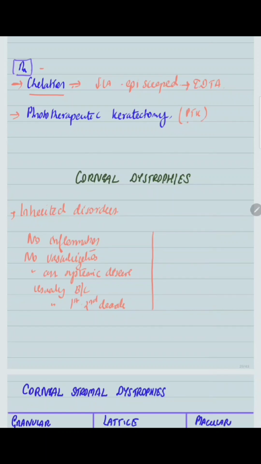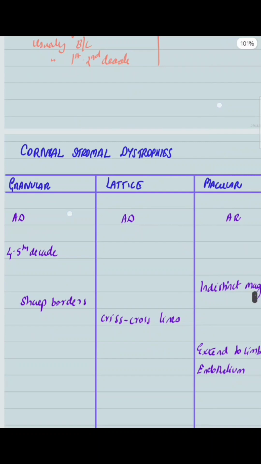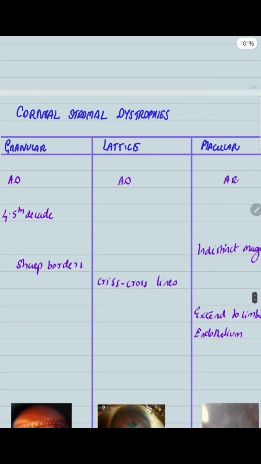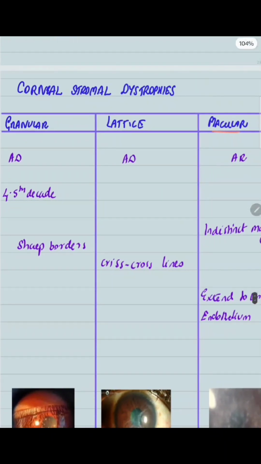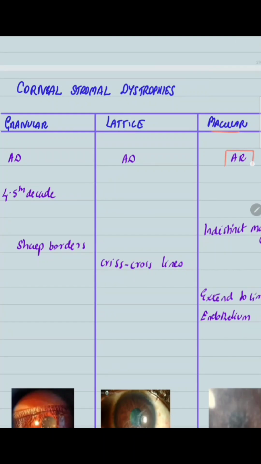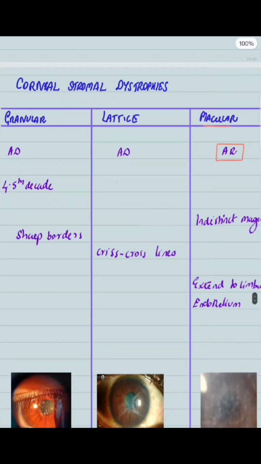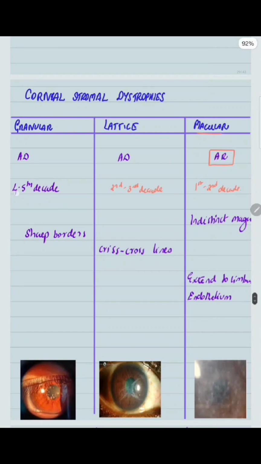Now coming to corneal stromal dystrophies. It can be granular, lattice and macular. Granular and lattice are autosomal dominant, whereas macular is autosomal recessive. Lattice presents by second or third decade and macular by first or second. Because macular is autosomal recessive, it is more severe and appears earlier, by the first to second decade, whereas granular appears by the fourth to fifth decade.